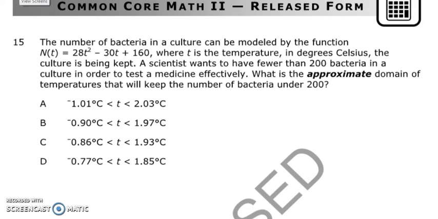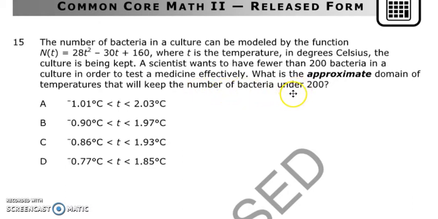The 2013 North Carolina Math II released test question number 15. The number of bacteria in a culture can be modeled by the function n of t equals 28t squared minus 30t plus 160, where t is the temperature in degrees Celsius. The scientist wants to have fewer than 200 bacteria in the culture in order to test a medicine effectively. What is the approximate domain of the temperatures that will keep the number of bacteria under 200?